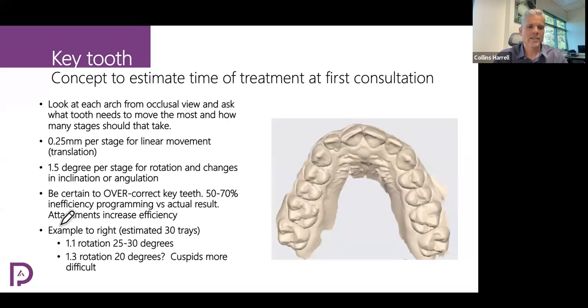And realize that aligners are made out of plastic. They're flexible, so there definitely is some inefficiency. And sometimes we need to overcorrect, especially that key tooth, by several degrees on a rotation, for example, in order to get the result that we want, because there can be inefficiencies. Sometimes the inefficiency is coming from the patient not wearing the aligners well. Sometimes the inefficiency is coming from the actual material being flexible.